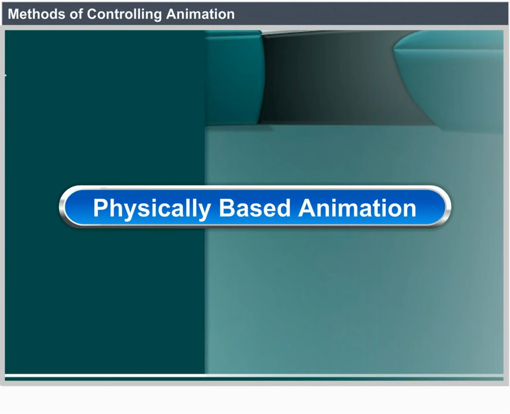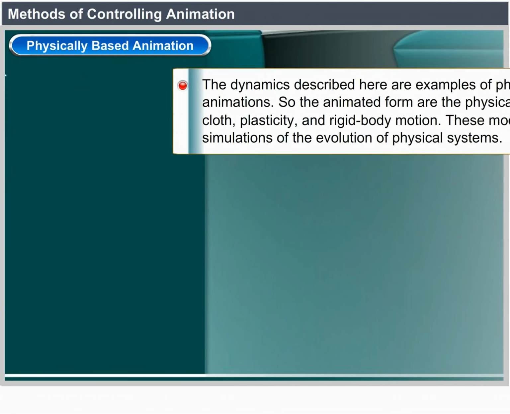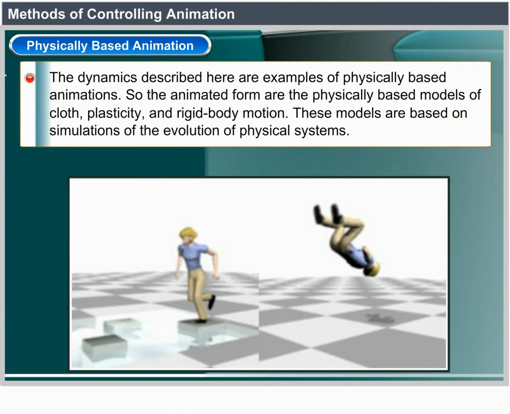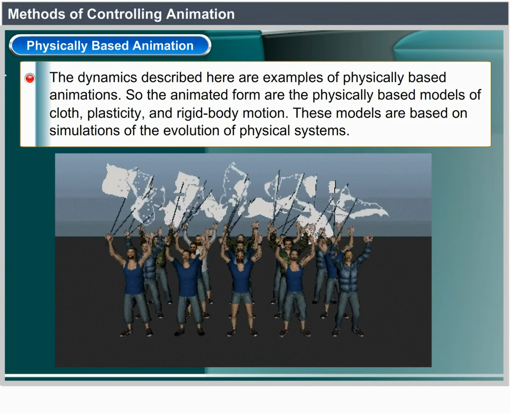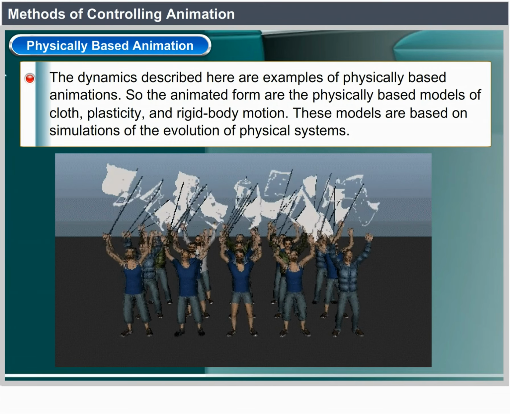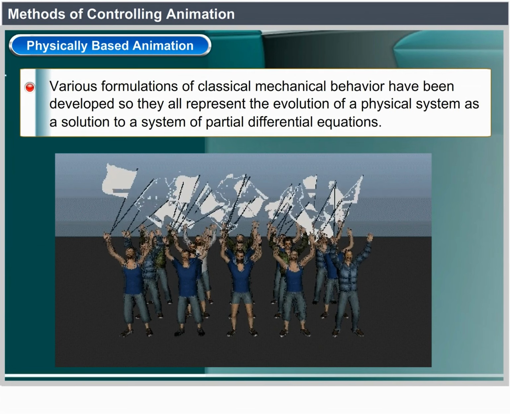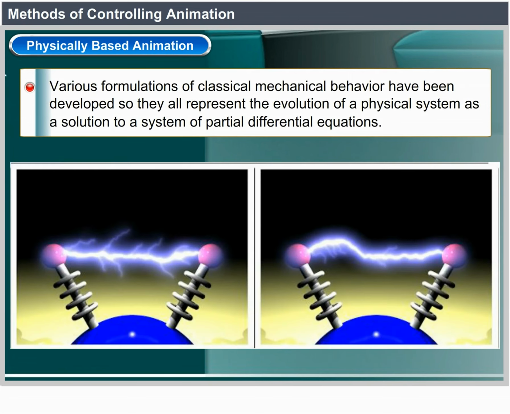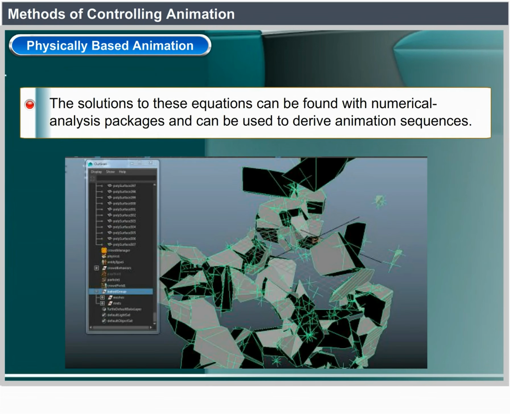Physically based animation. The dynamics we have described are examples of physically based animations. So in animated form are the physically based models of cloth, plasticity, and rigid body motions. These models are based on simulations of the evolution of physical systems. Various formulations of classical mechanical behavior have been developed. They all represent the evolution of a physical system as a solution to a system of partial differential equations. The solutions to these equations can be found with numerical analysis packages and can be used to derive animation sequences.